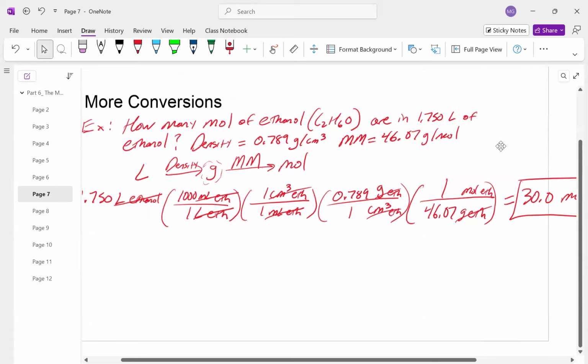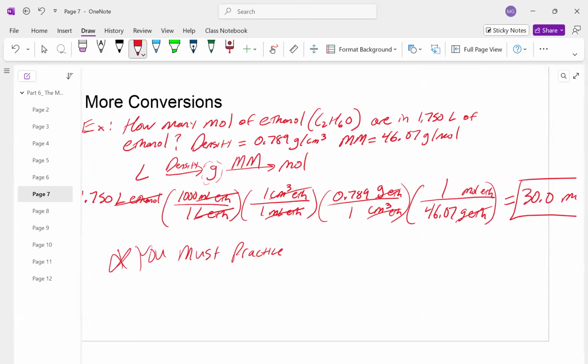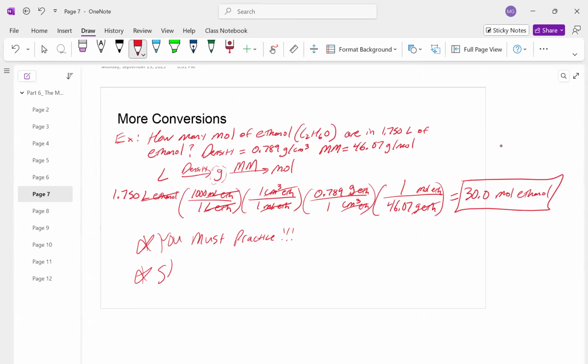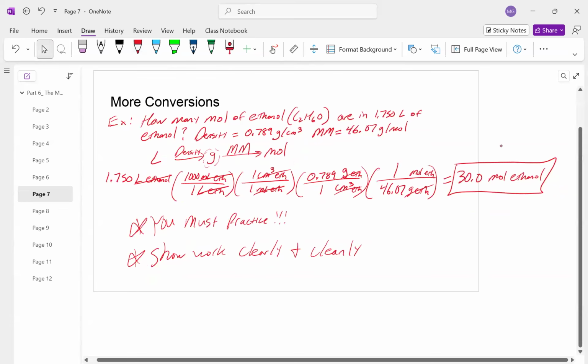Okay, again, I want to emphasize you must practice this stuff. You have to be able to do unit conversions, and you have to be able to show your work clearly, and I'm also going to say cleanly. So you have to be able to do that on your assessments.